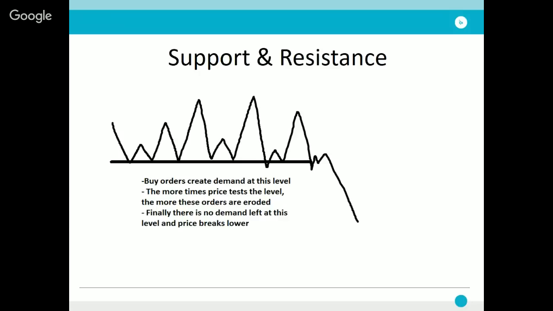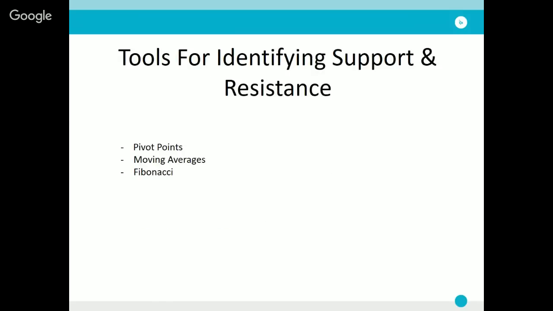So tools that you can use to help you in your support and resistance trading to identify these levels: pivot points, moving averages, and Fibonacci. These can all be extremely useful in identifying support and resistance levels. Now, we actually cover all of these on the website in the Forex Master course. So I'm not going to go through all of them here because it will take too long, but we'll just take a look at Fibonacci for now to give you an idea of how this works.